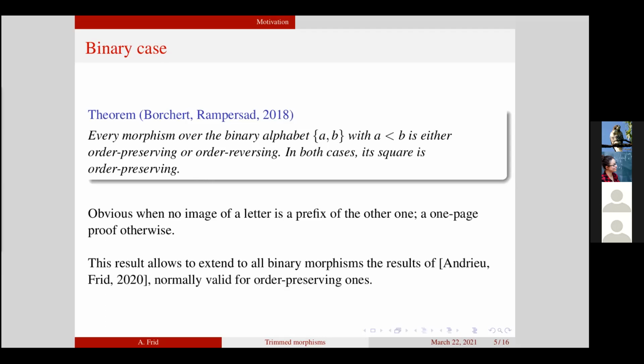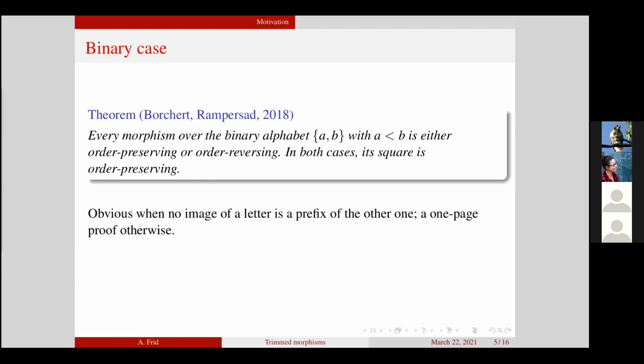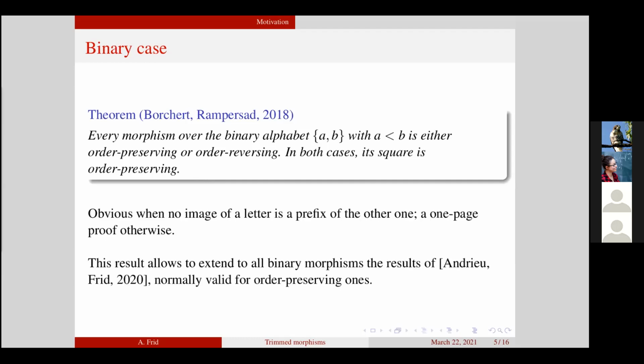So we used this result with Melody and Rio in our paper, which had a result on order-preserving morphisms, and this result allows us to use it for any binary morphism. But of course, the next question is what exactly happens if the morphism is not binary, if we have a greater alphabet?